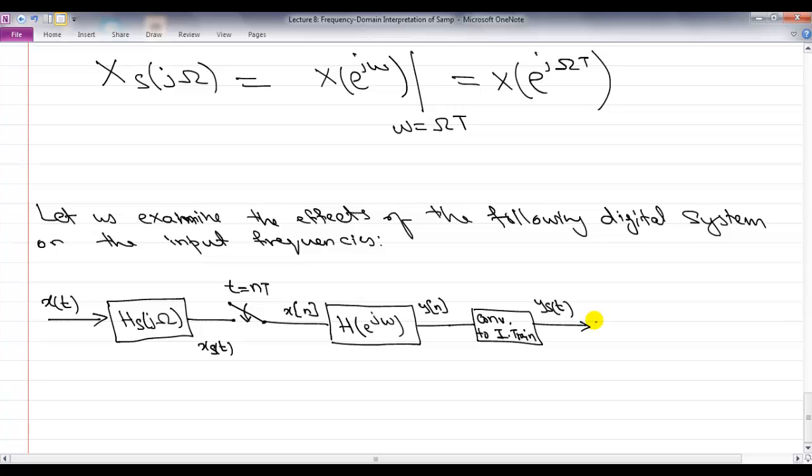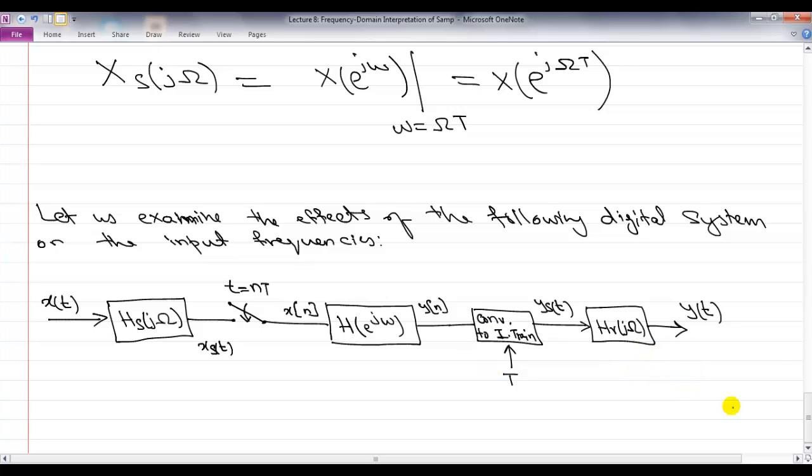And the final process after that is there's typically an interpolation filter, which we have called post filter or reconstruction filter. Let's call that hr of j omega. And we finally get back y of t. And what we want to understand is what are the frequencies that are present in y of t as a function of the input frequencies and all the other components in the system. Okay. Now, when I'm converting to impulse stream, I'm implicitly assuming that I have a factor of t here.